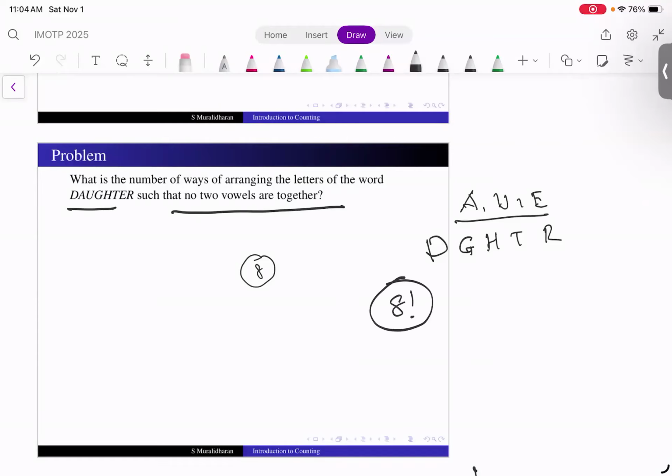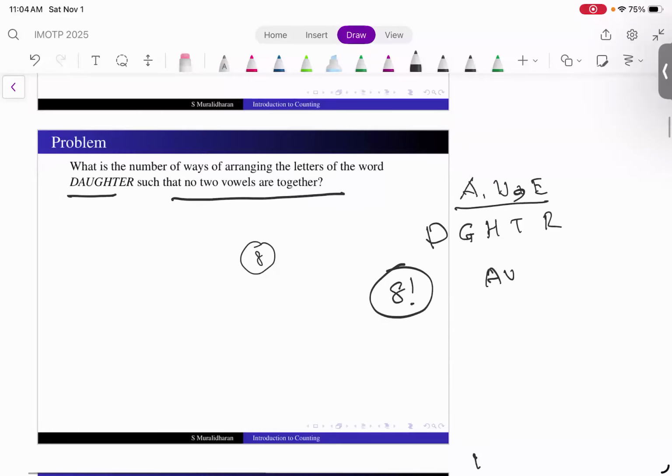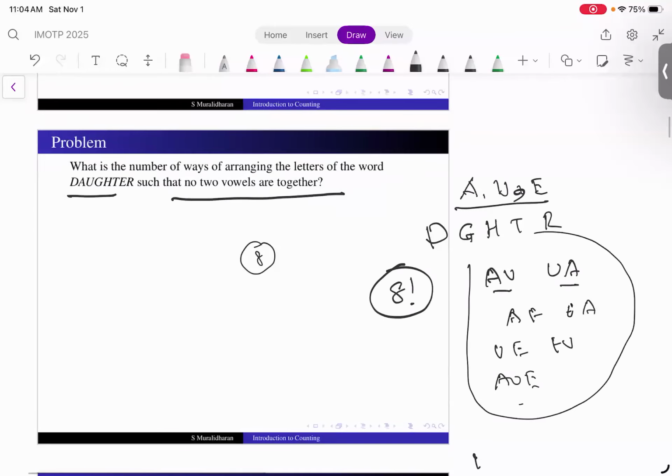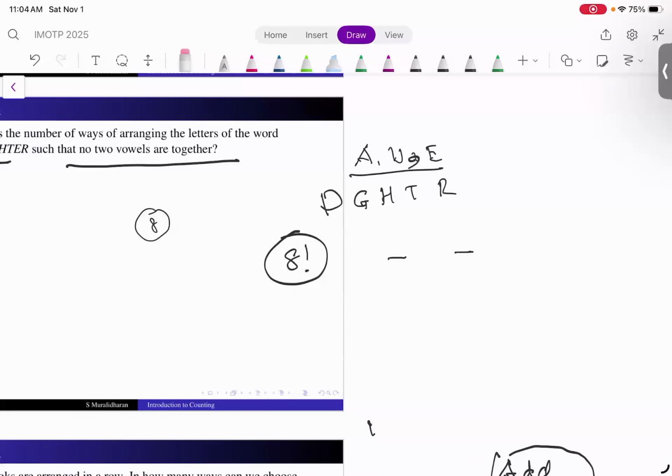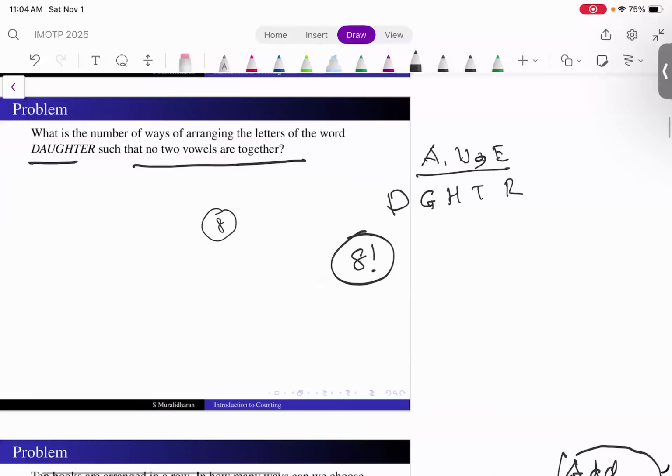Out of which, how many will have A, U, and E where no two of them are together? That is, A and U should not be together, or U and A, or AE or EA, or UE or EU, or AUE and so on. None of them should be there at all. So that's what I have to count. So let's see how to count that. How many ways to count this, that the vowels should not be together?